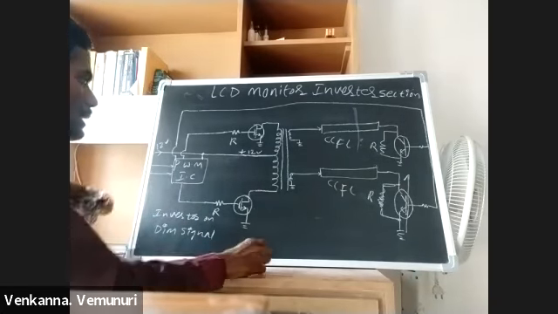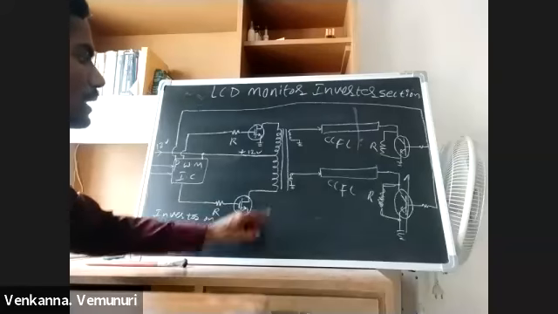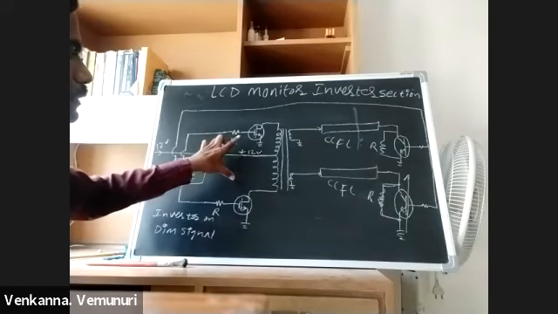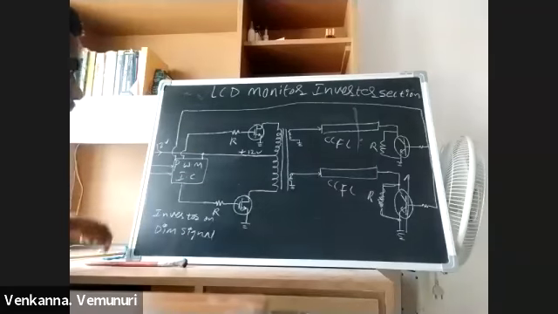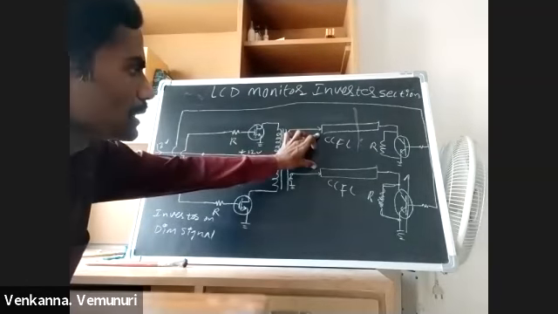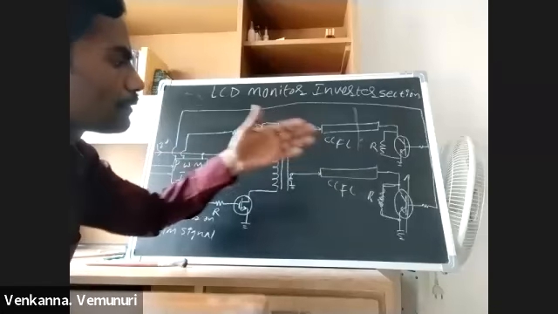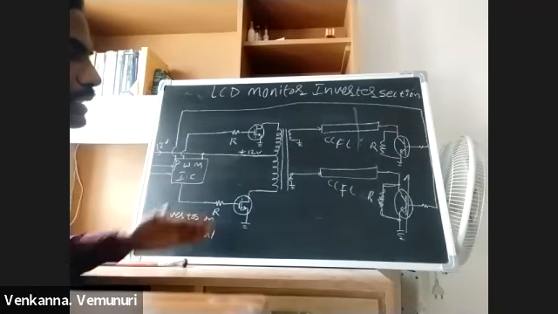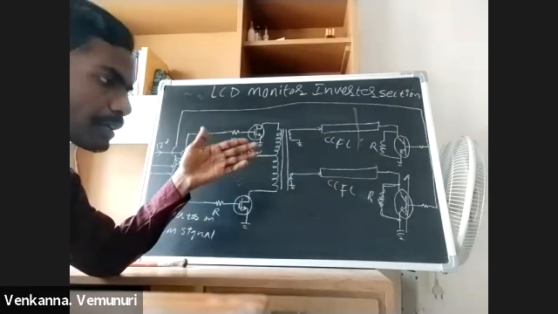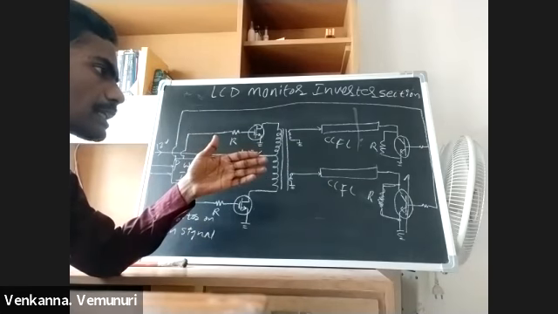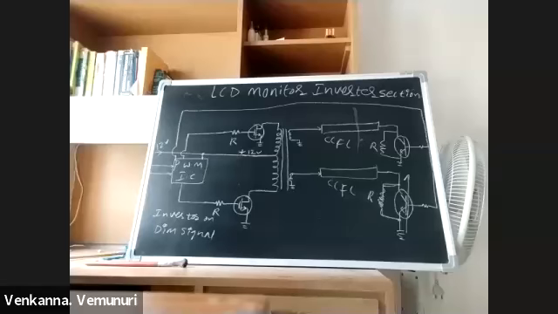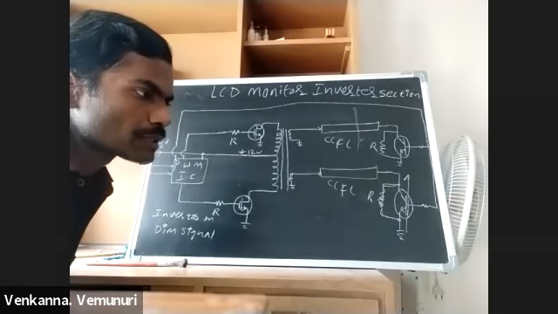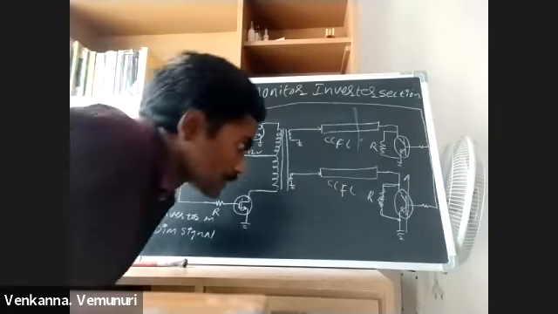This is the LCD monitor inverter section. It has a step-up transformer, 2 switching FETs, and 1 PWM IC. And the CCFL lamp is part of the display section. Means at the display back side I have a reflector section. This reflector section has lamps on the top side and bottom side. Some monitors have 2 lamps, some monitors have 4 lamps.